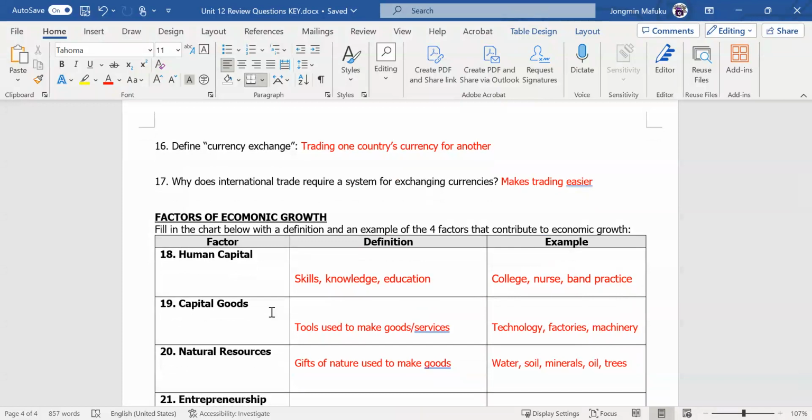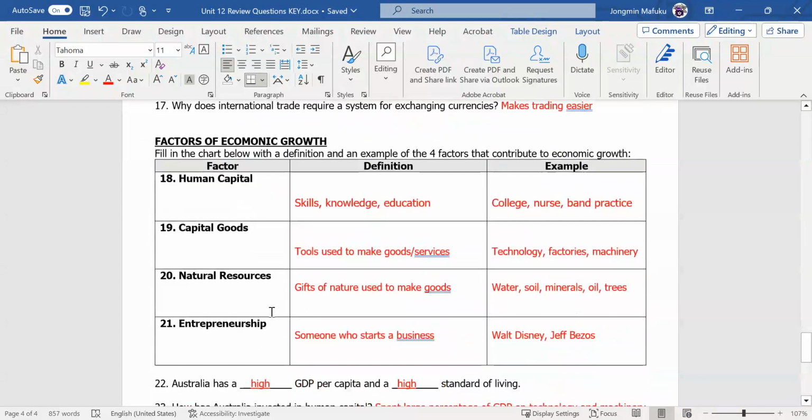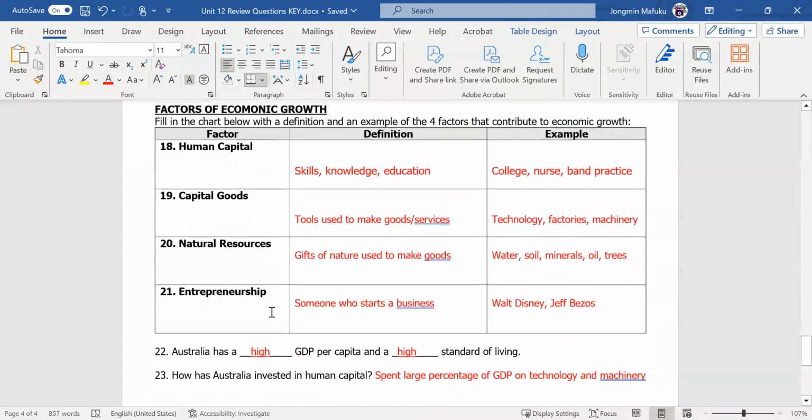Number 17, why does international trade require a system for exchanging currency? It makes trading easier. Again, you go to another country, you need a different currency. Simple. Now we're going to do four factors of economic growth.